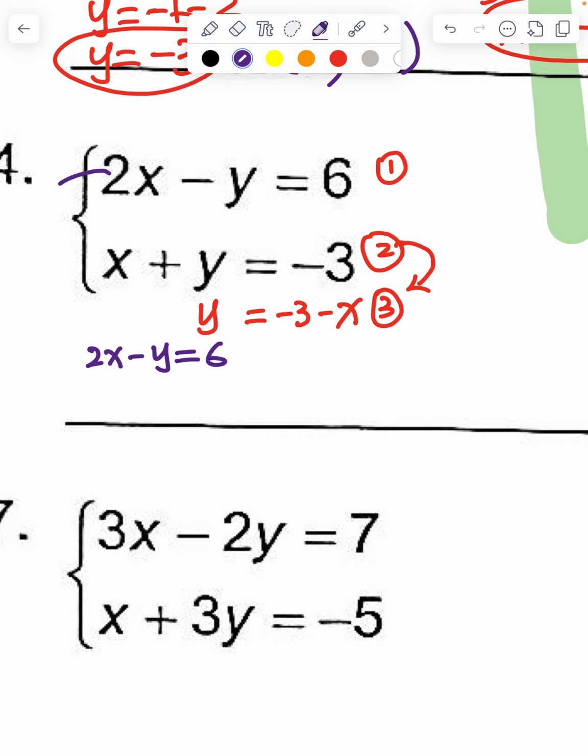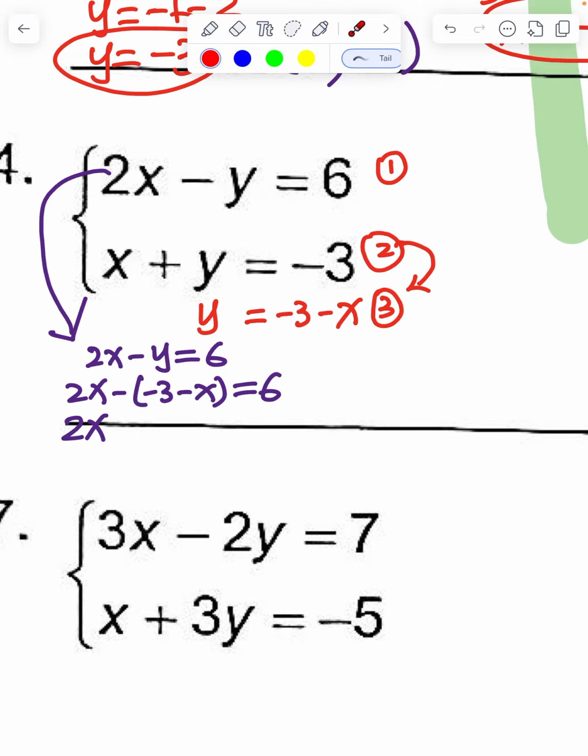The first one, 2x minus y equal to 6. 2x minus parenthesis negative 3 minus x equal to 6. Try to get rid of the parenthesis. Why did I use parenthesis? Because y equals two terms, so I have to use a parenthesis. This whole thing equals y, especially when in front of the y is a negative.